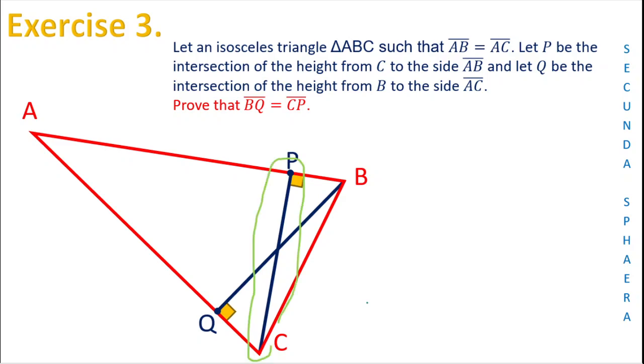So here we have the segment CP, and here is the segment BQ. These entire segments need to be equal.